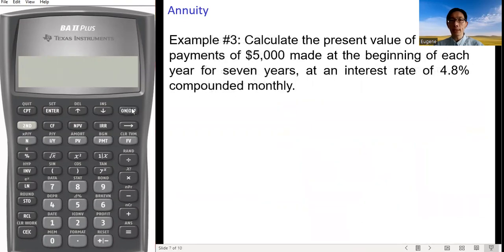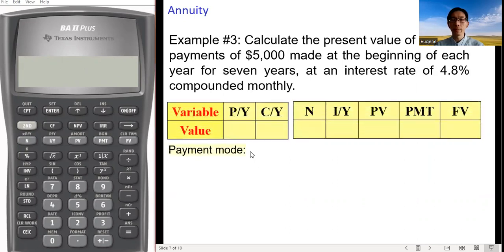Let's take a look at the next example. Calculate the present value of payments of $5,000 made at the beginning of each year for 7 years at an interest rate of 4.8% compounded monthly. Let's take a look at the variable. PY is 1. The payments are made at the beginning of each year. CY is 12. The interest rate is compounded monthly.